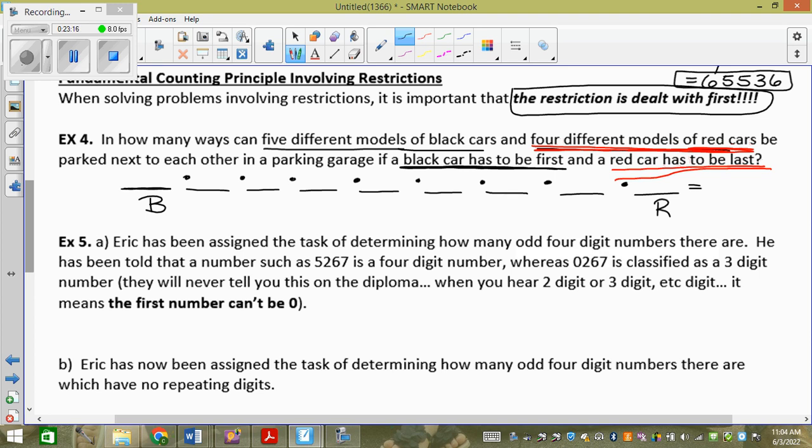We agree? Above the blank, if I can get you to understand this, you will rock at this unit. If I cannot get you to understand this one concept at this very moment, it will be scary for you. So we're paying close attention. Above the blank, we list the number of options, not how many cars we're parking there.